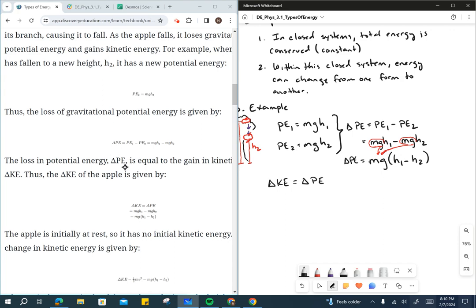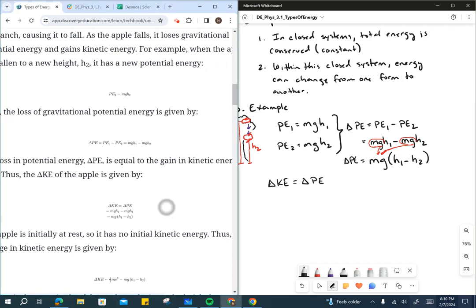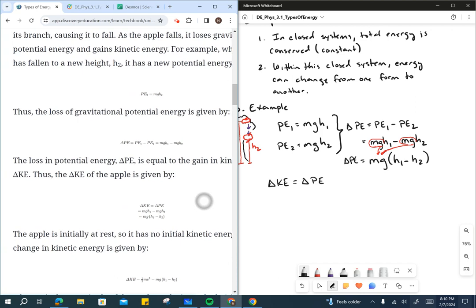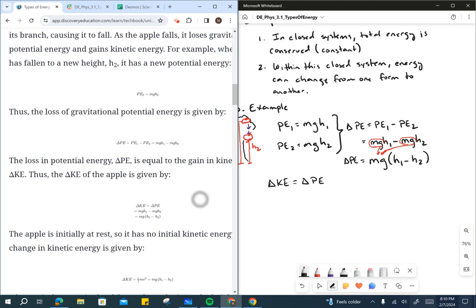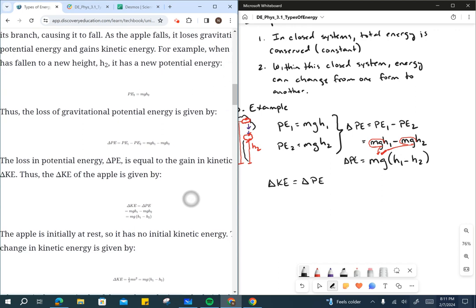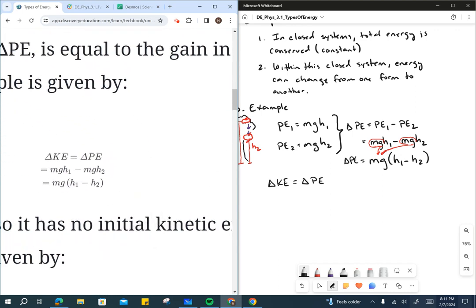Okay, this sentence here: the loss in potential energy, delta PE, is equal to the gain in kinetic energy, the change in kinetic energy. Thus, the change in kinetic energy of the apple is given by delta KE equals delta PE. So there you can see that in essence, we can say that the change in kinetic energy is equal to the mass times the gravity times h1 minus h2.